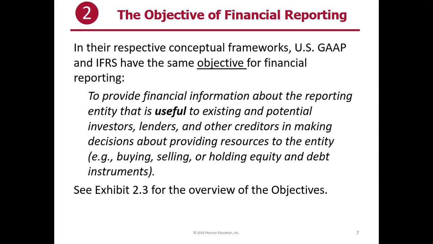Now, what is the main objective of financial reporting? The main objective of financial reporting is to provide financial information, underline it, about the reporting entity. Reporting entity means the business, the company, it may be Facebook or anyone. That is useful. Useful is highlighted, it is in bold, to existing and potential investors, lenders, and other creditors. Now, do you all understand the three terms?